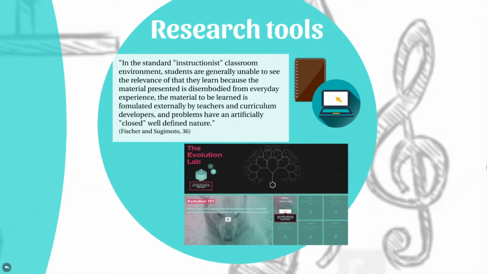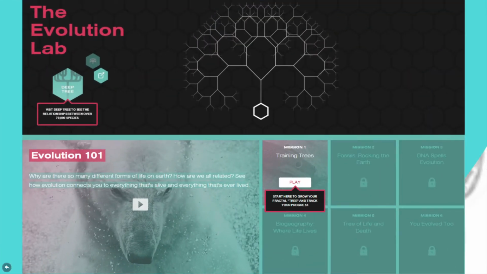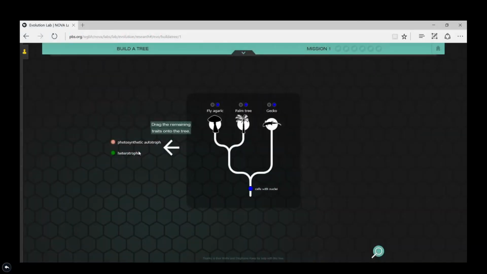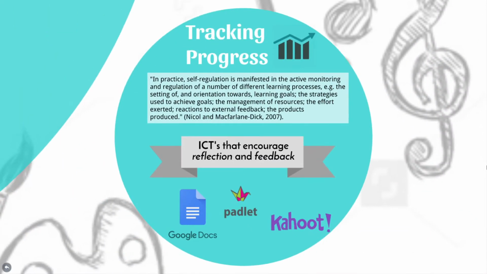In saying this, I believe the Evolution Lab is an incredible source for Year 10 science students. It addresses the need of visually appealing content that is also interactive, whilst allowing them to build on their Level 6 ICT capabilities. I believe this helps to combat the issue made in a statement by Fisher and Sugimoto. In the standard instructionist classroom environment, students are generally unable to see the relevance of what they learn because the material presented is disembodied from everyday experience.